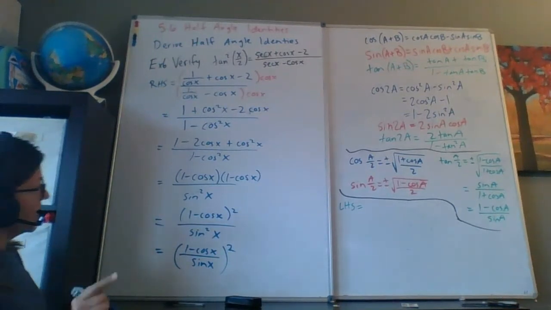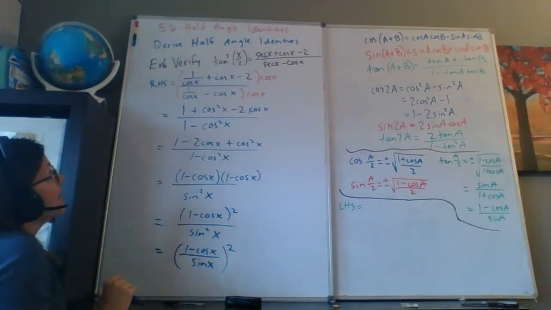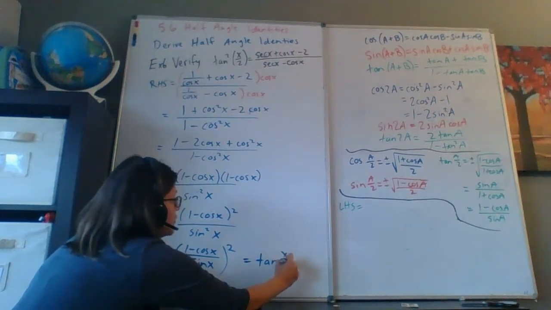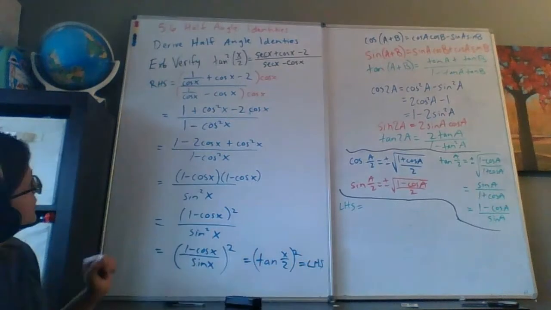And now we can see that this is that final half angle identity for tangent. So this equals tangent of x over 2, all of that squared, which equals the left-hand side. So therefore, we have verified the identity.